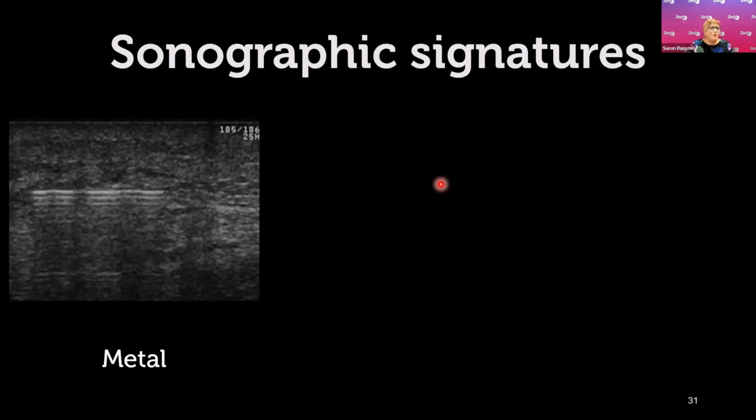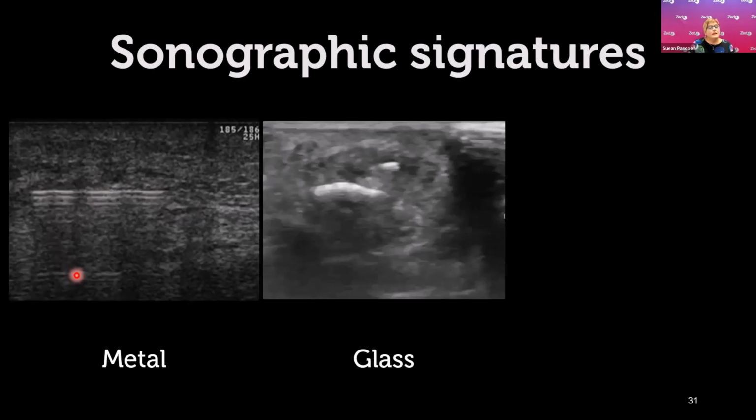So is it really, really bright white? And is there a reverberation echo like we have with metal here? So here's a metal object, and you can see the reverberation echoes behind it. This is glass. So glass tends to be quite white and it has indistinct shadowing behind it. They can be quite variable in size.